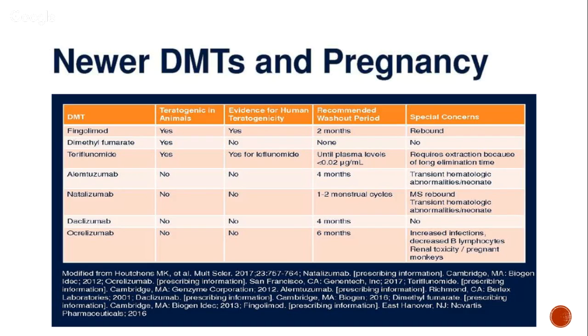I haven't used it. But a 4-month washout period is what is recommended for alemtuzumab. Natalizumab is Tysabri. It's about 2 months. And then, like we said, transient hematological abnormalities in the neonate. Daclizumab is actually off the market since March of 2018.